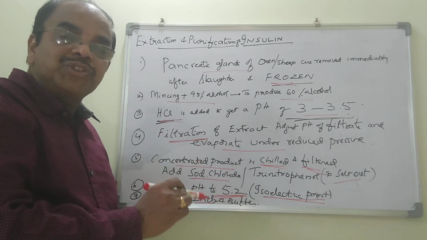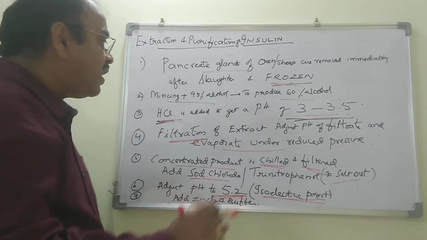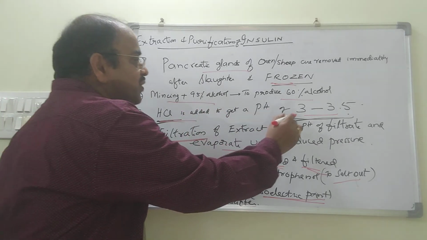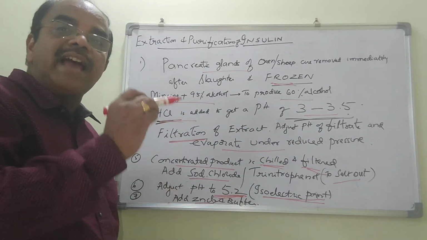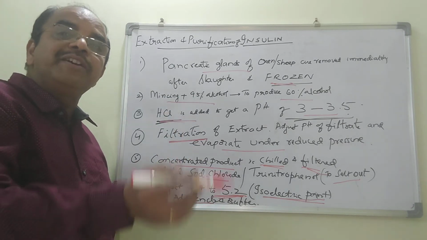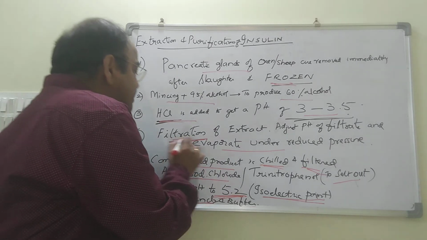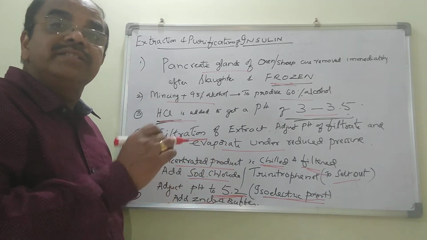Insulin is less soluble in concentrated alcohol. Add hydrochloric acid to adjust to a pH of 3 to 3.5. Insulin is amphoteric. We can extract it using either acid or alkali, but we prefer the acid only. Proceed for the filtration or centrifugation.